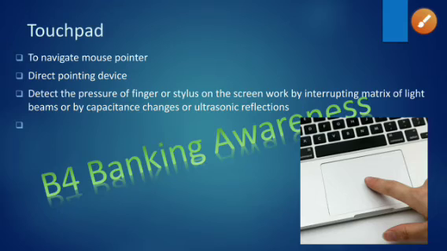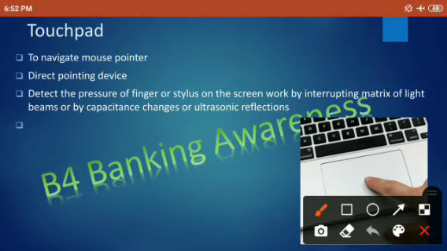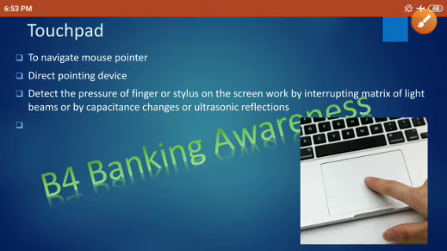Now next input device, touchpad. Touchpad is used to navigate mouse pointer. It is direct pointing device. It detects the pressure of finger or stylus on the screen and work by interrupting matrix of light beams and by capacitance changes or ultrasonic reflections.